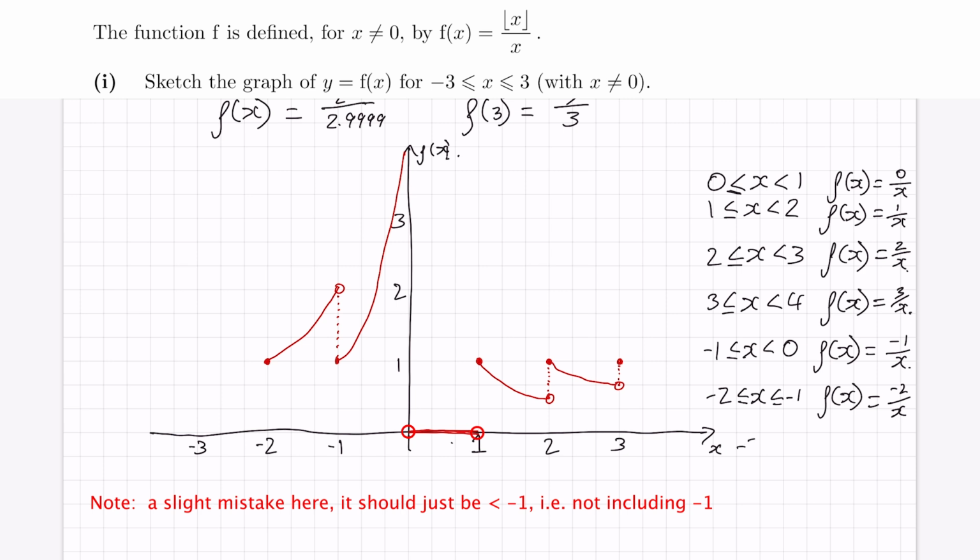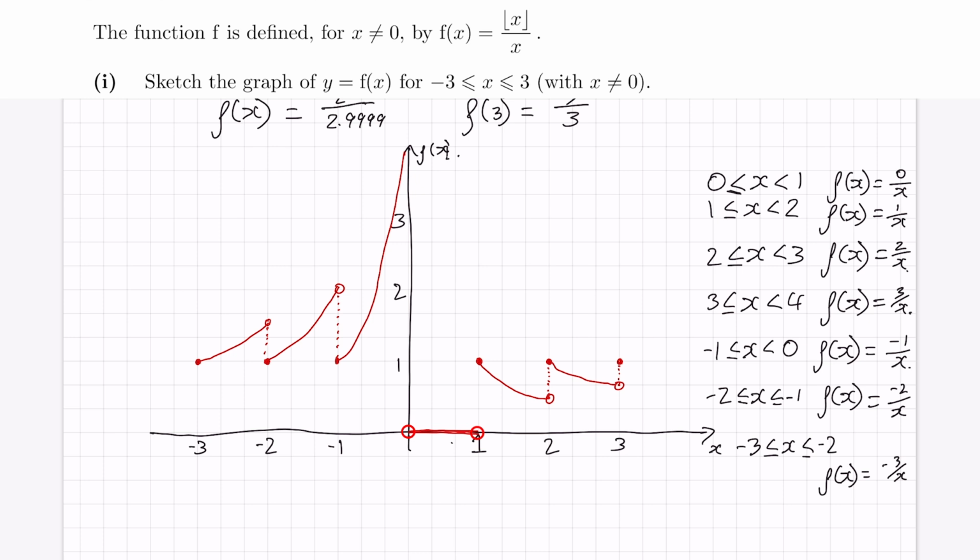And last but not least, -3 less than or equal to x less than or equal to -2. Then f of x equals -3 all over x. Okay, so again it starts at 1, and what does that go up to? When we get to x equals -2, it's 3 over 2, so 1.5. So it's going to go to about here. It looks like that. Another discontinuity there.